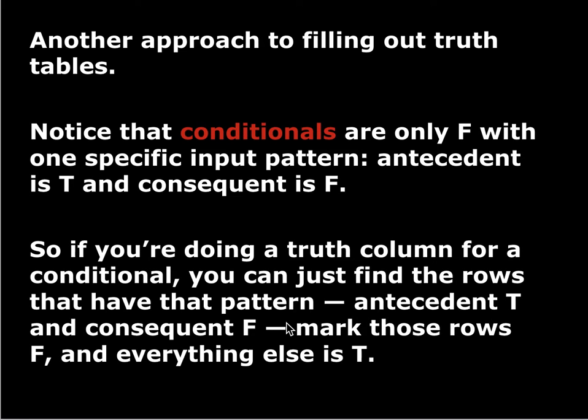For a conditional, the outlier combination, the combination that's unlike the other three, is when the antecedent is true and the consequent is false. That's the only combination that makes a conditional false. Which means if you're doing a truth column for a conditional, you can just go down the truth columns of the antecedent and consequent and look for the combination of true antecedent, false consequent, and you put an F in the truth column for the conditional on those rows, and everything else will be true. Okay?